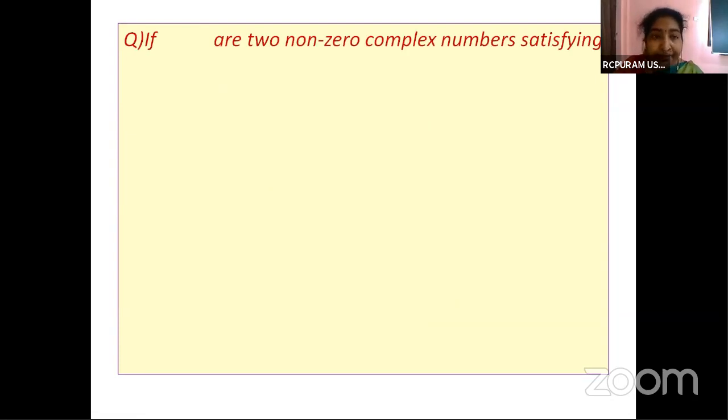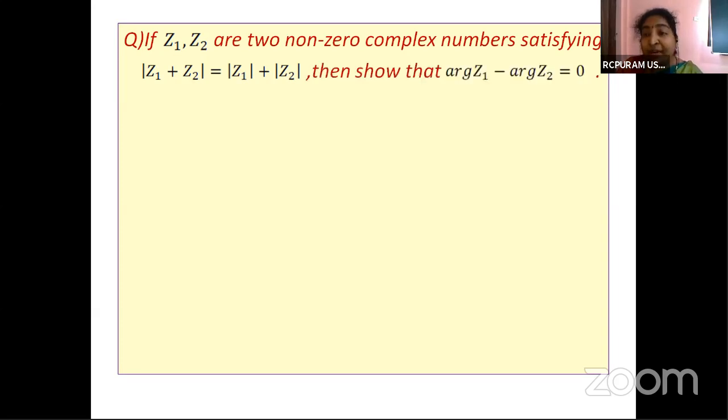Now the next question. If Z1, Z2 are two non-zero complex numbers satisfying a condition, the condition is mod of Z1 plus Z2 is equal to mod Z1 plus mod Z2, then we have to show that argument of Z1 minus argument of Z2 is equal to 0. Now you are given two complex numbers. Those two complex numbers are satisfying this condition. Now when the complex numbers are satisfying this condition, you need to prove this.